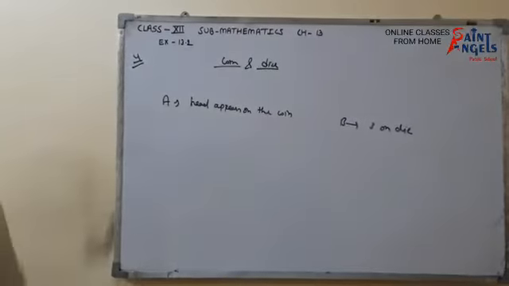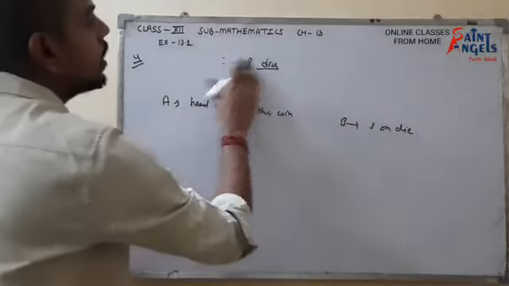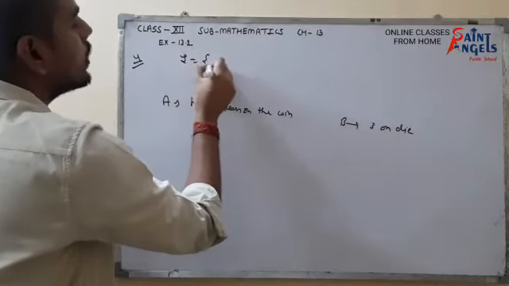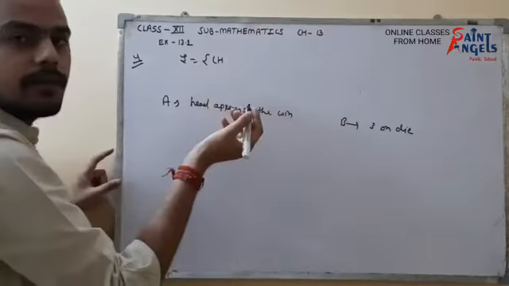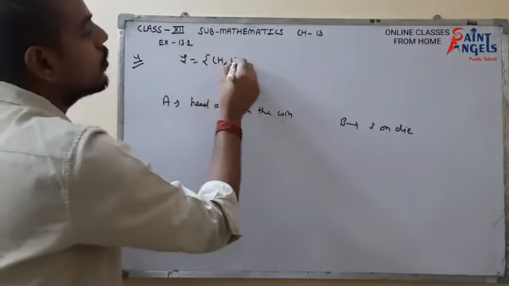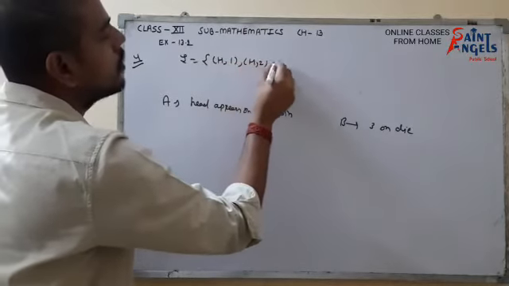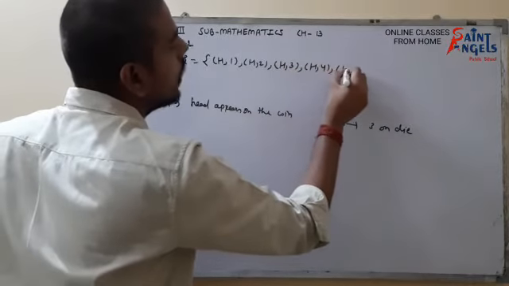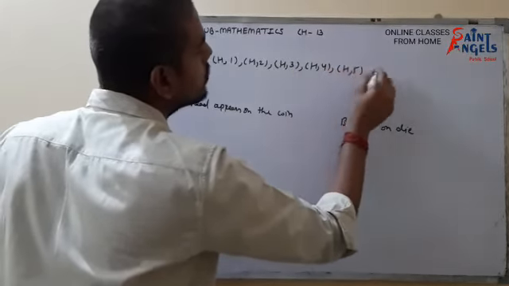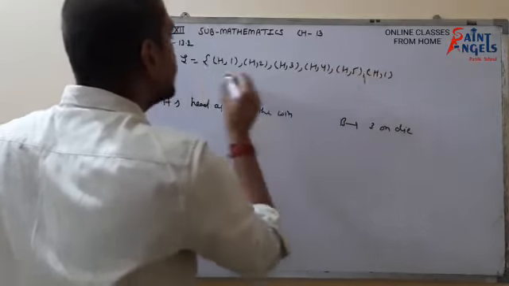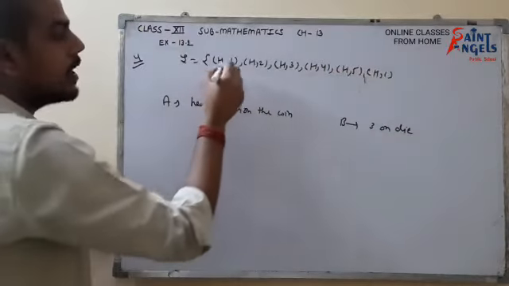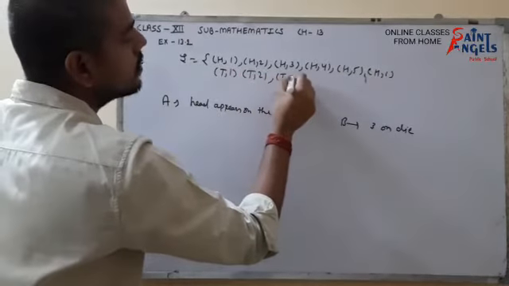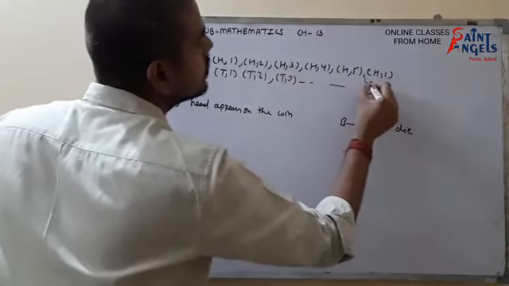Okay. So first of all, what would be the sample space when we roll a coin and a die? It could be that on the coin there is head, and on the die there could be 1, 2, 3. So head comma 1, head comma 2, head comma 3, head comma 4, head comma 5 and head comma 6. And if there is a tail on the coin, then it could be 1 on the die, 2 on the die, 3 on the die, similarly till T6.